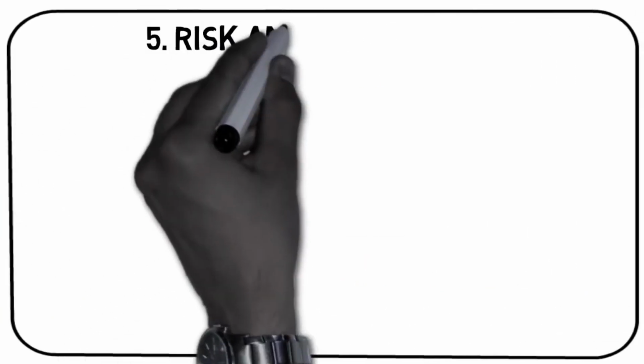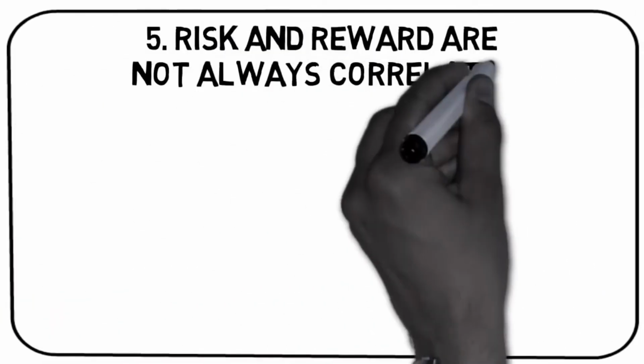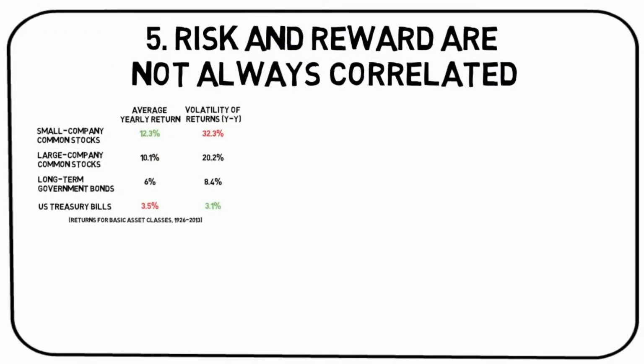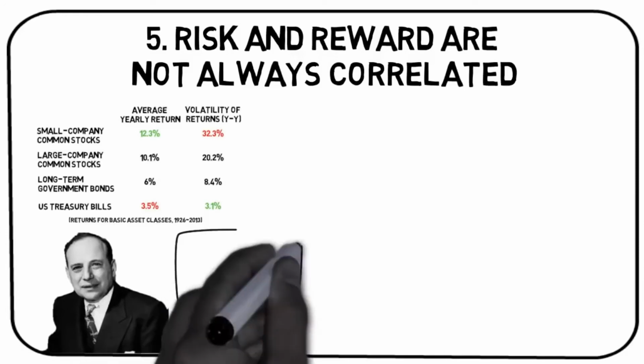Takeaway number 5. Risk and reward are not always correlated. According to academic theory, the rate of return which an investor can expect must be proportional to the degree of risk that he's willing to accept. Risk is then measured as the volatility of the returns on the investment, meaning how much it has differed historically from its expected value. Graham doesn't agree with this statement.